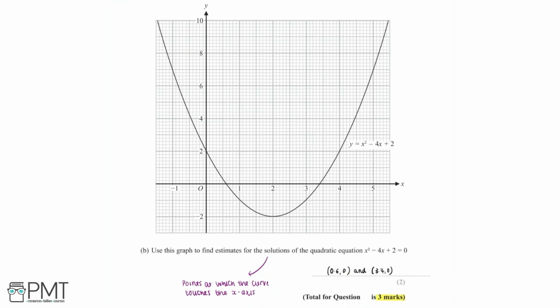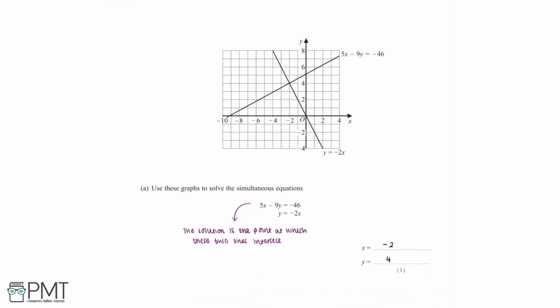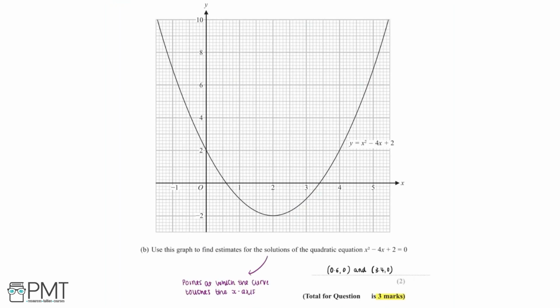Now this question is worth 3 marks. We get the first mark in part A for the correct solution to the simultaneous equations, that x is equal to minus 2 and y is equal to 4. We get the second mark in part B for the solution 0.60, and we get the third mark in part B for the solution 3.40, allowing us to get the full 3 marks needed in this question.